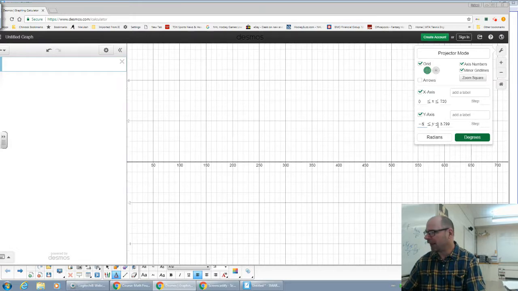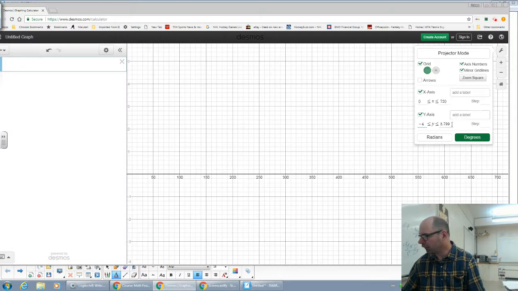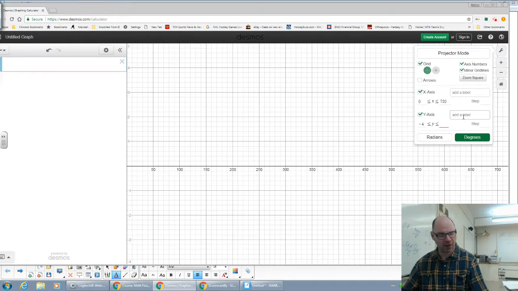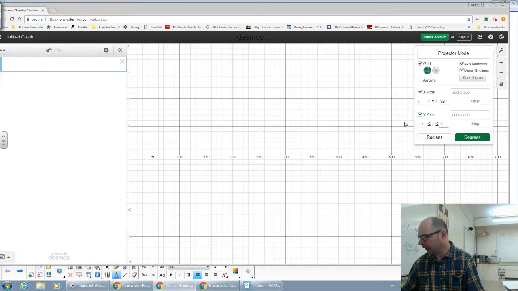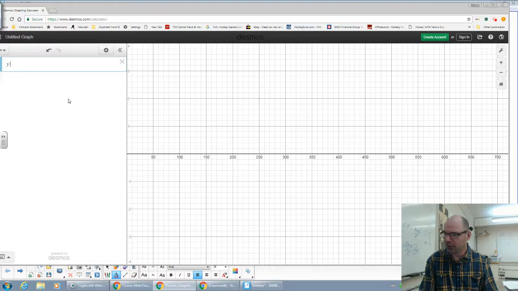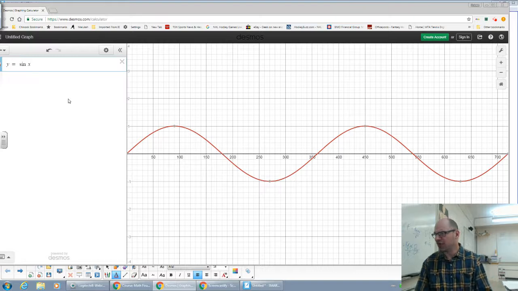And for y, let's go from -4 to +4. So that our window, remember with the unit circle, it only goes from 1 to -1, but we'll make it 4 times bigger. So there's our window. Then we'll just put in the regular sine graph, y equals sine x. Okay, so there it is in red.